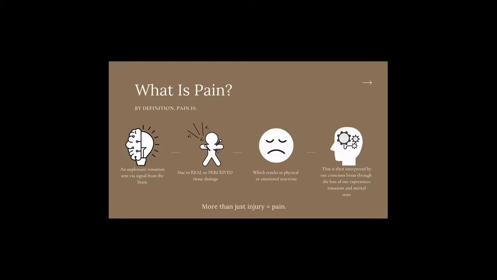And then that reaction is interpreted by our conscious brain through the lens of our experiences, emotions, and mental state. So we just think, ouch, I cut myself, and the brain sends a signal of pain, and that's not necessarily the case. There's a lot of steps that go into the whole process. And so pain management can kind of occur, we think, at the surface level, but what it really does is we can affect pain at different levels based on where we are in the process or where we think we can have the most impact in the process.